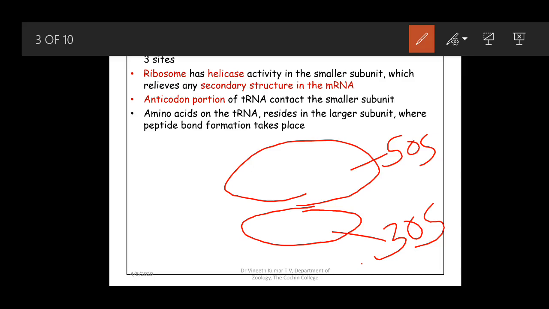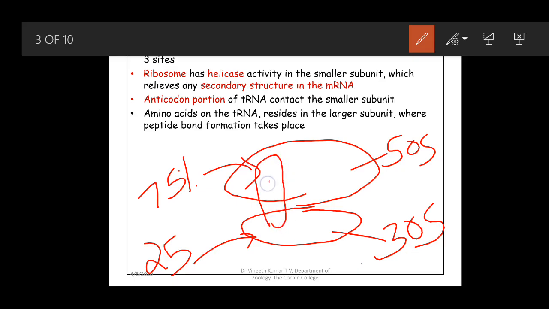Only when they combine do these three sites form completely, because 75% of the site resides in the larger subunit, and 25% of the space lies in the smaller subunit. Hence these three sites are completely formed only when both the larger and smaller subunits combine. As we said, from left to right, this is the E site, followed by the P site, and the next area is the A site. You can see a small portion of this is present in the smaller subunit also.